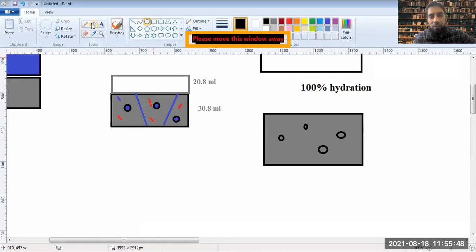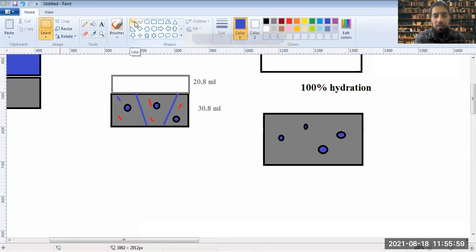And they are still filled with water. So there is still some water within the gel pores. The gel pores are located in between the gel spaces, in between the gel.